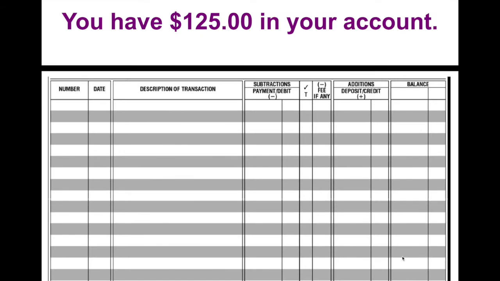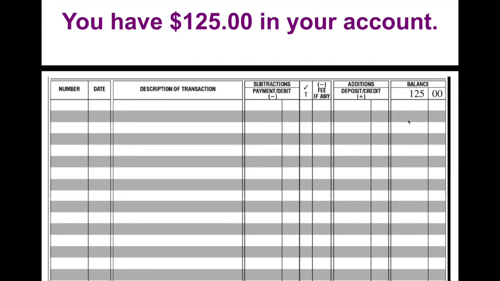This is your check register. This is where you're going to record all of your transactions that we're going to go through so that we can always have a running balance of your account. To start with, I'm going to give you a little money. I'm going to give you $125 in your account. So we are going to write this amount up in your balance section.